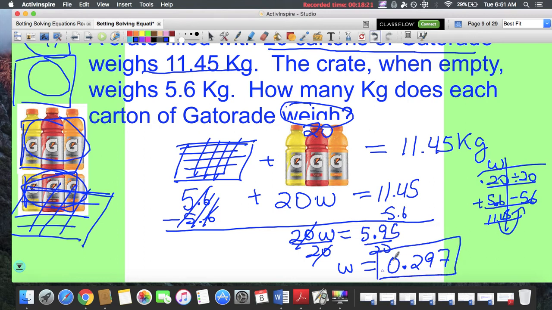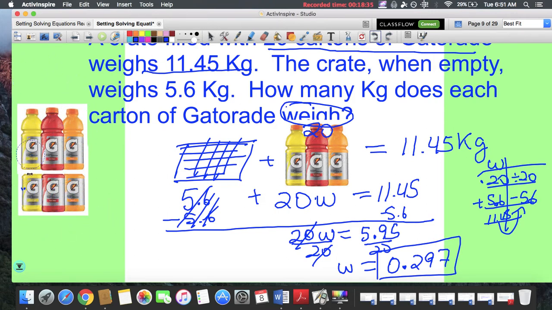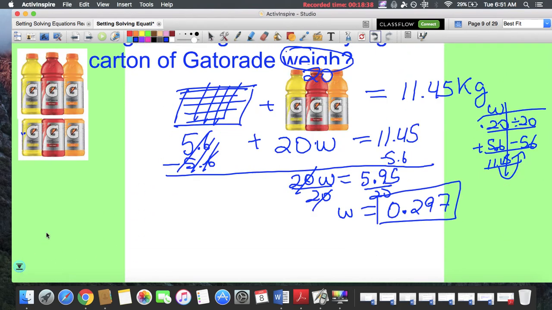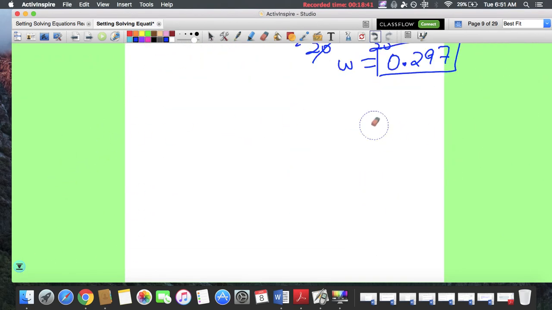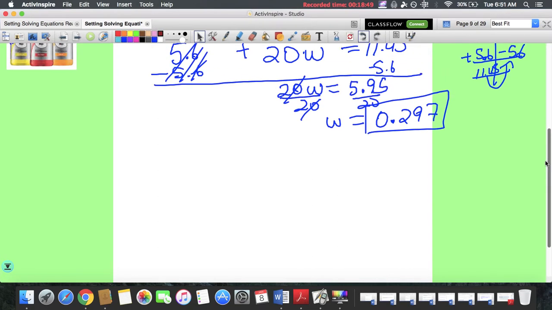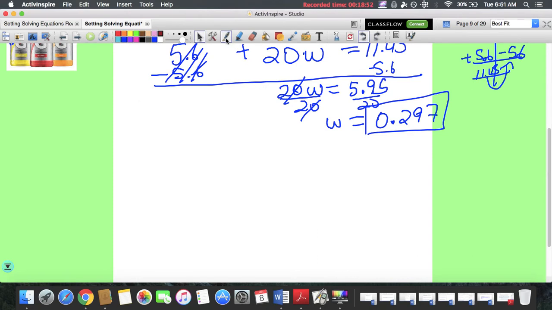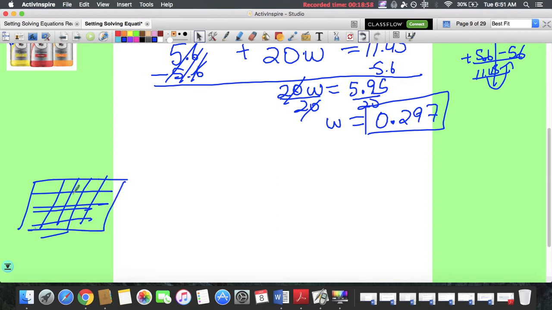So I'm going to leave it like this. So each Gatorade, so now if I were to go back to the drawing, actually I'm going to draw it over here. And I'm going to bring this guy, and I'll go up. Okay, so I have a crate at the bottom, this is 5.6 kilograms.